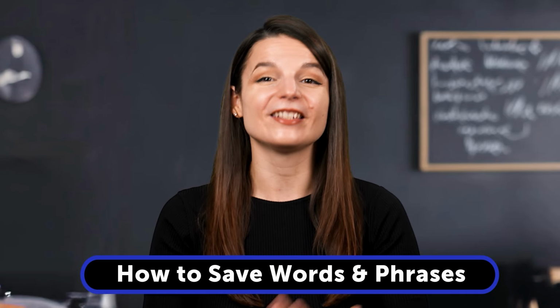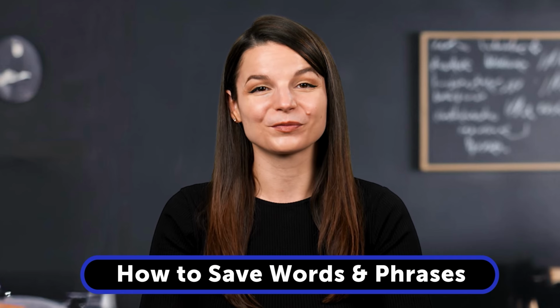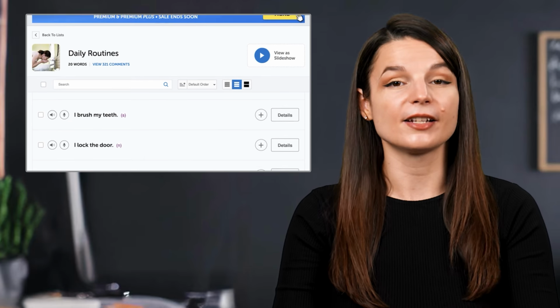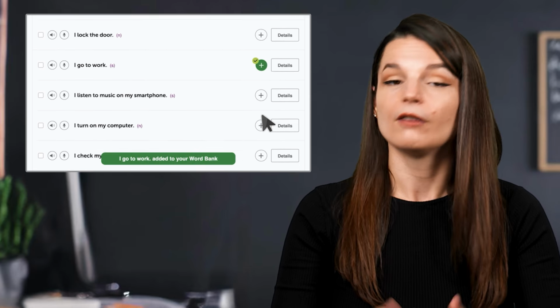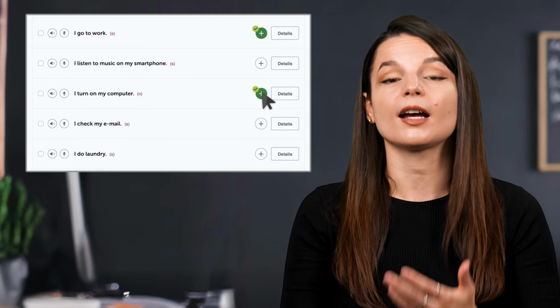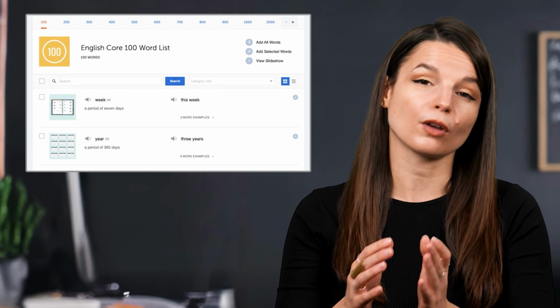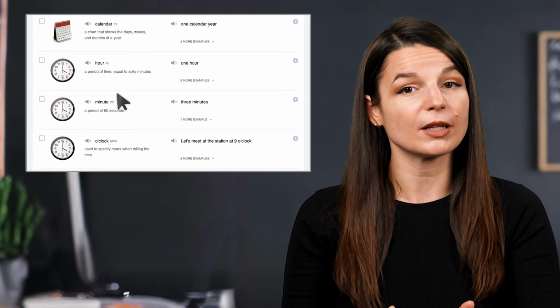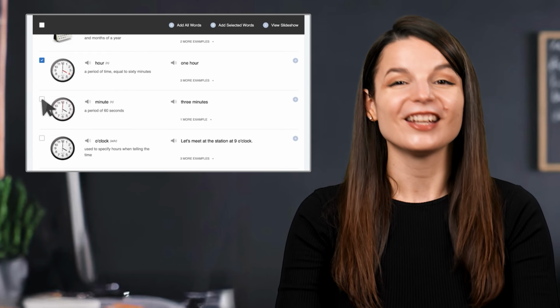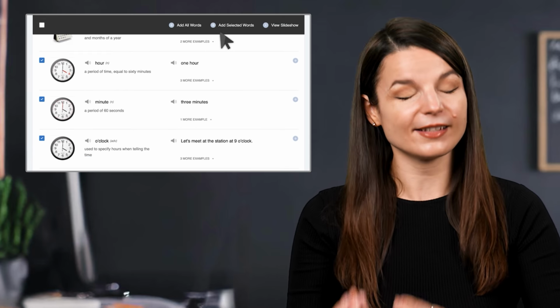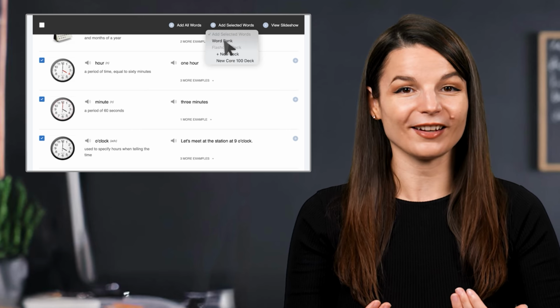How to save words and phrases to the word bank. So, here's how you can save words to your word bank. If you're taking a lesson, just head to the vocabulary section. Find the words you want to save and click Add to Word Bank. If you're on the core word lists or the free vocabulary lists, it's just as simple. Select the words, then click Add Selected Words and choose Word Bank.